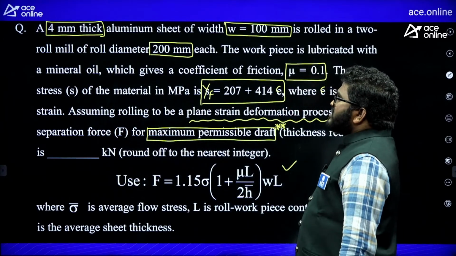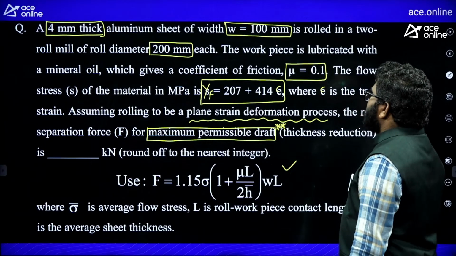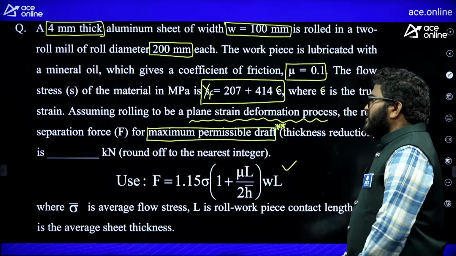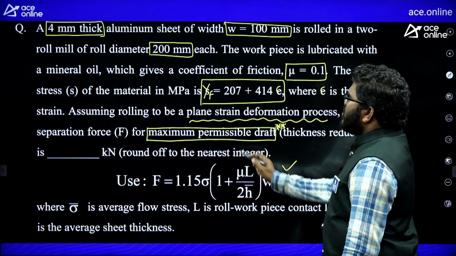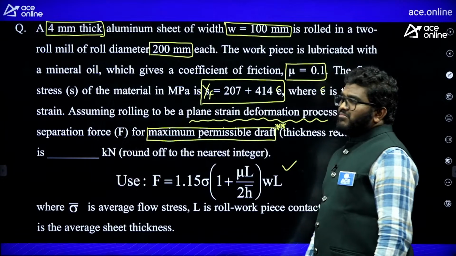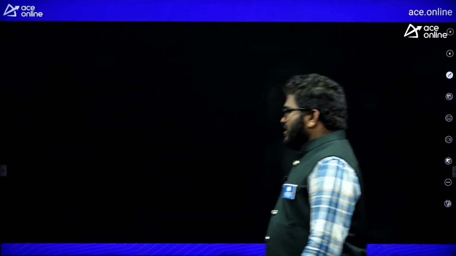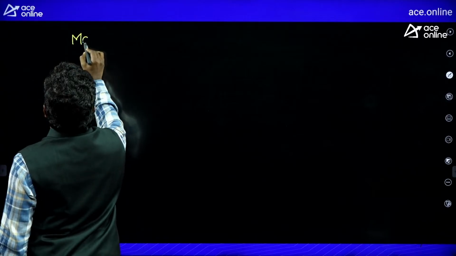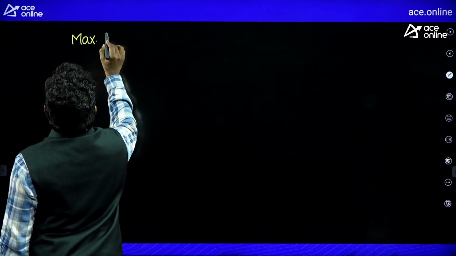Understand? Initial thickness is given, diameter is given, friction is given, but final thickness is not given. How to solve for that final thickness? By using the maximum permissible draft. So remember, based on maximum permissible draft, there is a condition.